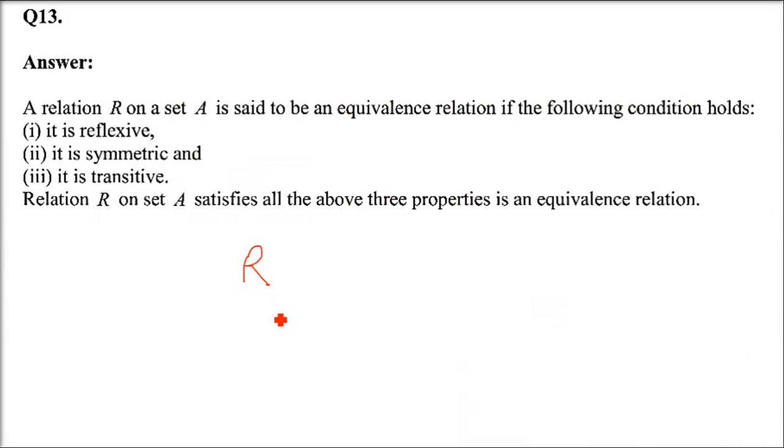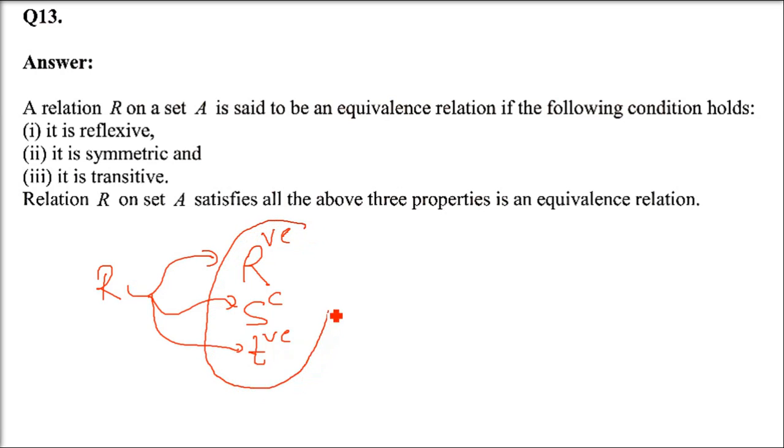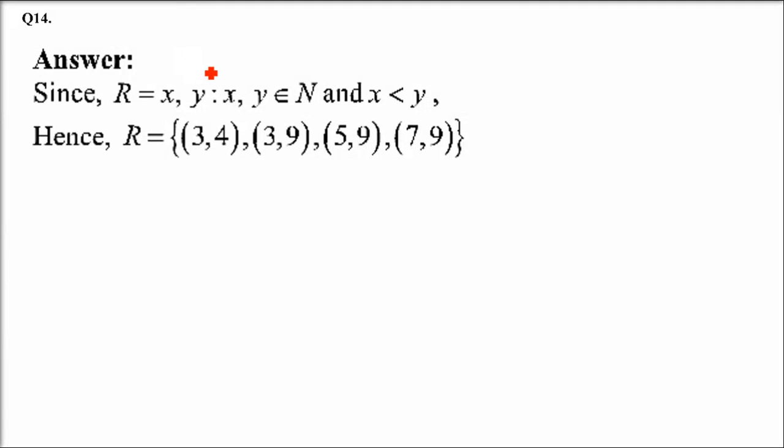Now we just talked about reflexive, symmetric, and transitive. A relation which is reflexive, symmetric, and transitive at the same time, a relation which is all these three, will be termed as an equivalence relation. A relation R on set A, if it holds all these three conditions at the same time.